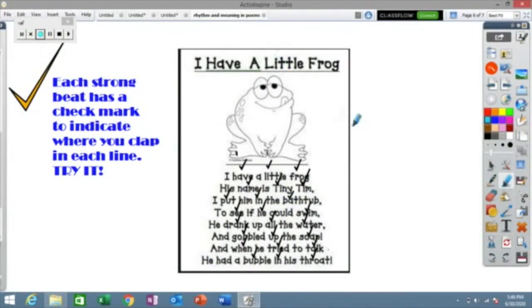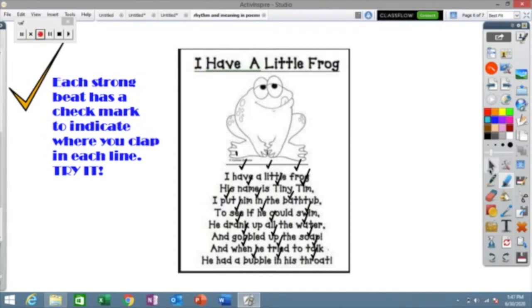Good job, guys. I hope you had a good time clapping out the strong beats of this poem. What I've done here is I took what I did whenever I read it out loud. Where I clapped out each strong beat, I put a check mark there. That shows you that these are the strong beats within the poem. Okay? This creates a steady pulse or a rhythm.